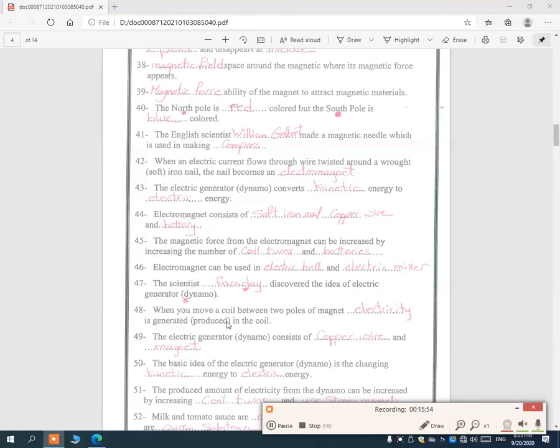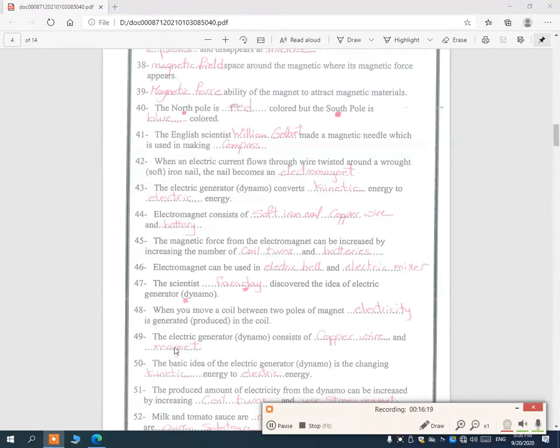48. When you move a coil between the two poles of the magnet, dots is produced or dots is generated. When I move the coil between the two poles of the magnet, electricity is produced and the lamp of the dynamo lights. So when we move the coil between the two poles of the magnet, electricity is produced.